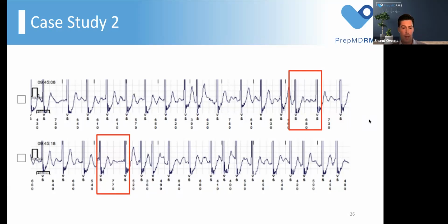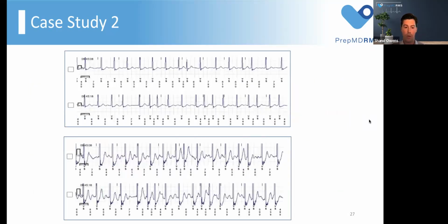And then on the next slide, it just shows you a comparison. The original strip is up top, and then the gained up strip is on the bottom. And you can see it's a lot easier to see what's going on once you gain that strip up and look in between those R to R.